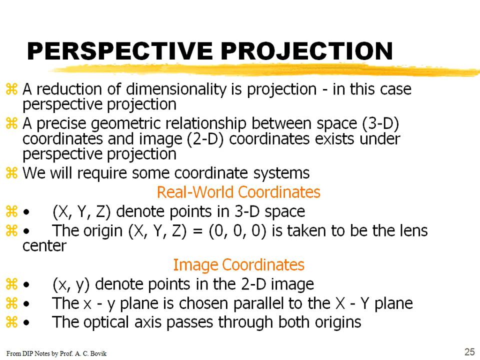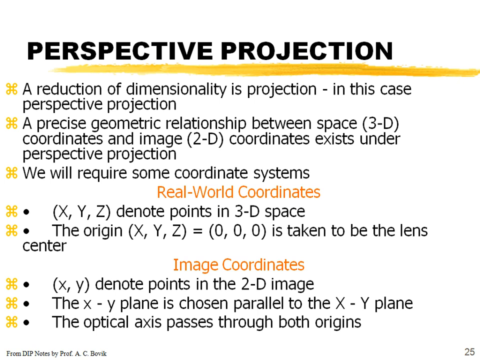So for the real world coordinate systems, the 3D space, we'll refer to everything in that space with capital X, Y, and Z for the 3 dimensions. The origin of that space will be at some arbitrary 0, origin, 0, 0, 0. And in terms of defining our optical geometry, we'll define that origin to be at the center of the lens.